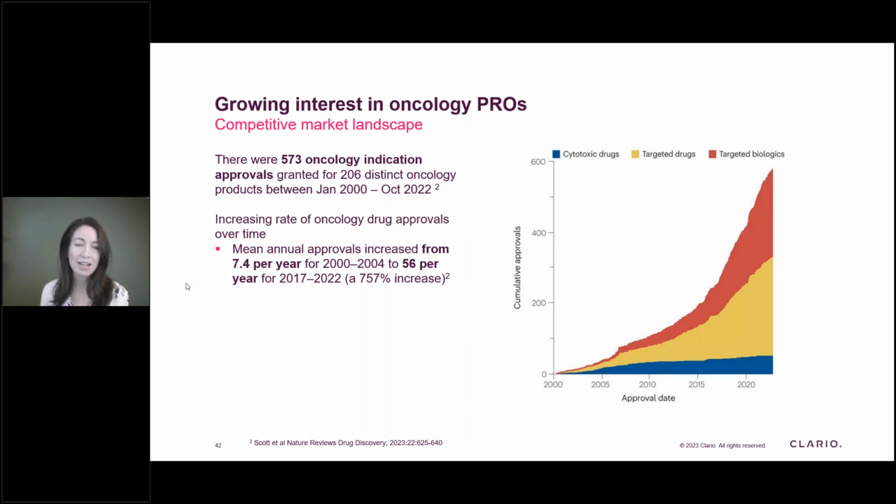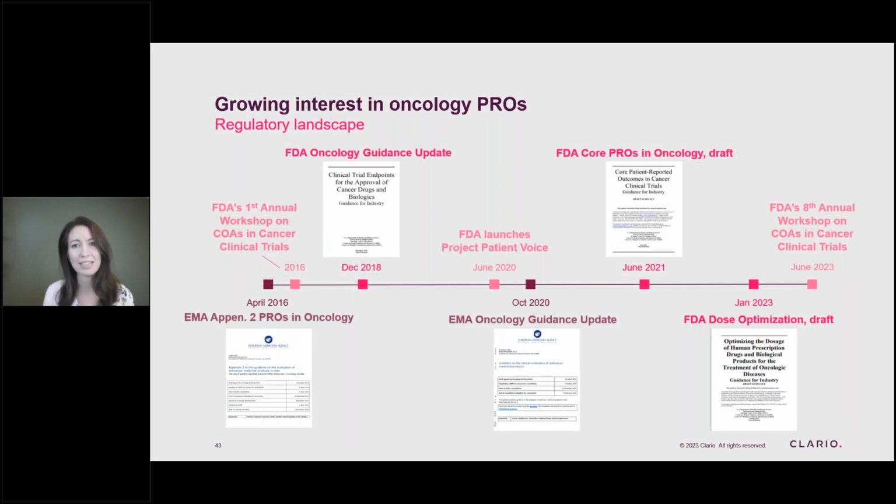And then the last reason, if you go to the next slide, and I think why we're seeing this increased interest in patient-reported outcomes is, of course, the regulatory landscape, right, and the regulatory interest. So here's a picture of the oncology regulatory landscape in recent years, and what you can clearly see is the increased attention on PROs from both the FDA and the EMA.